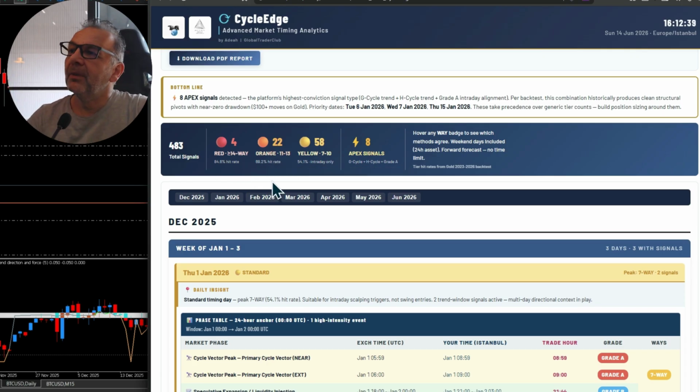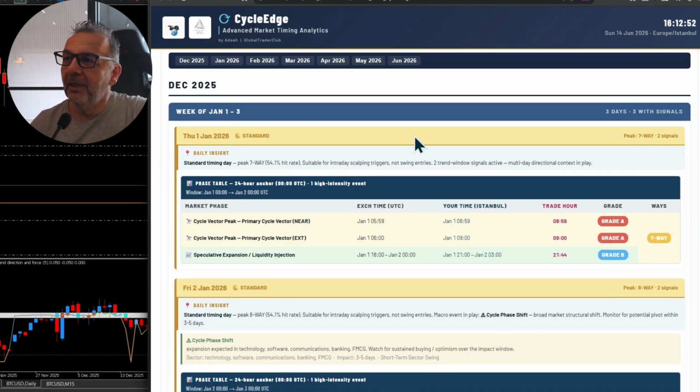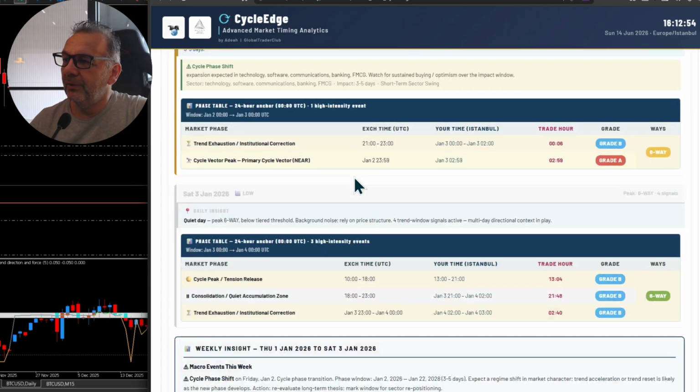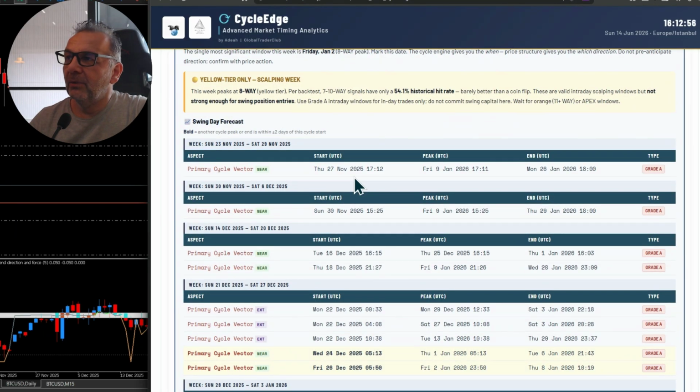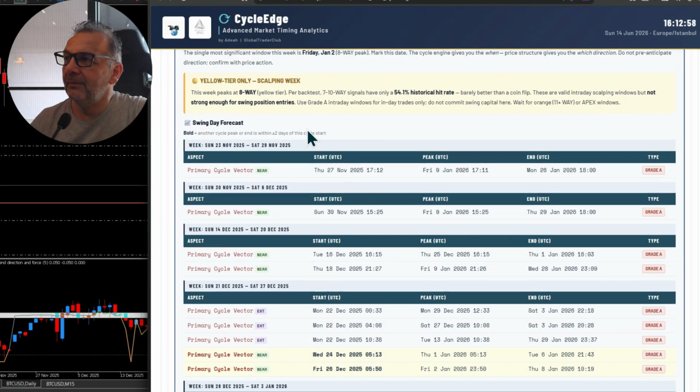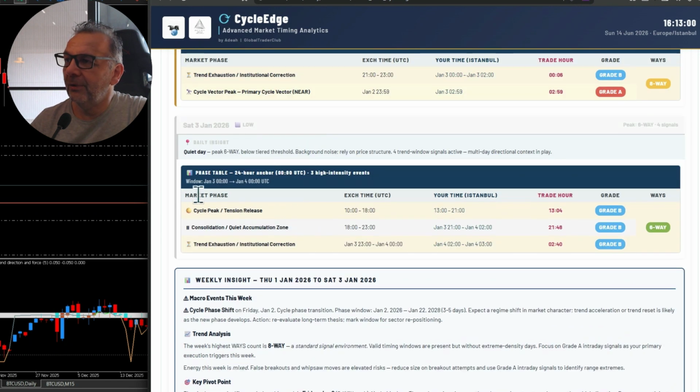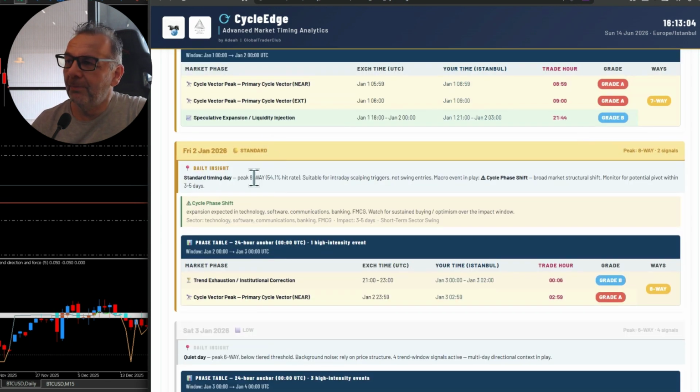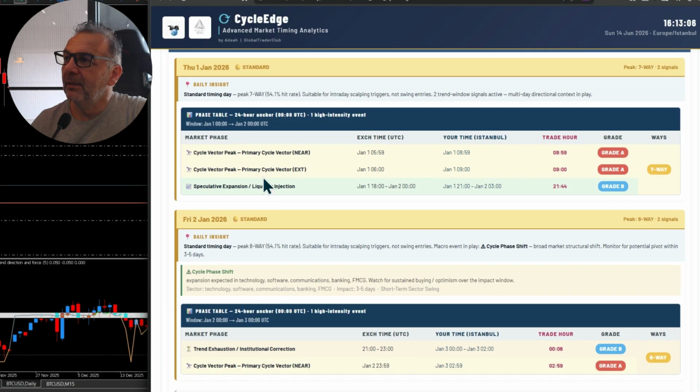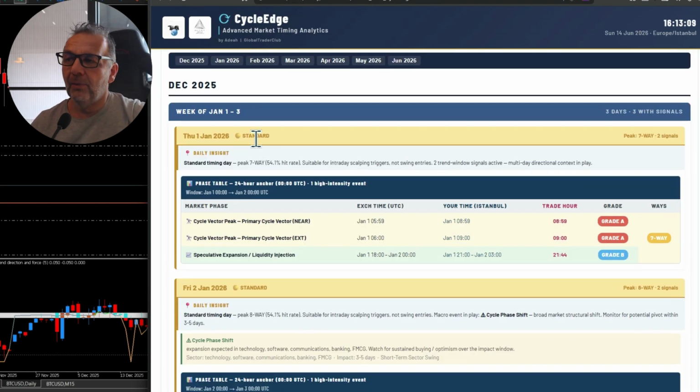Yellow and apex signals. Now, if I take 1 week, you might not see any of these. They might not happen in a week, but if they do happen, you'll see them. They'll also be here as well. You'll have a color code here as well. So it'll tell you, see yellow tier only. It'll tell you, all right, quiet day. It'll give you a heads up. Standard timing day, and so on.